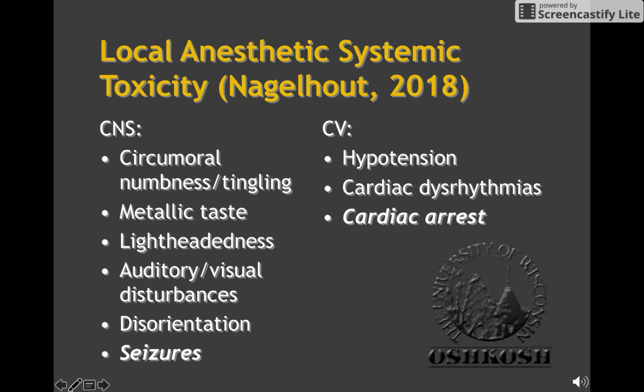Recommendations to evade local anesthetic systemic toxicity include slow and incremental injection following aspiration. This is to ensure that you are not in the vascular space. We also need to ensure that we're always using the minimum effective concentration necessary to produce the desired blockade.